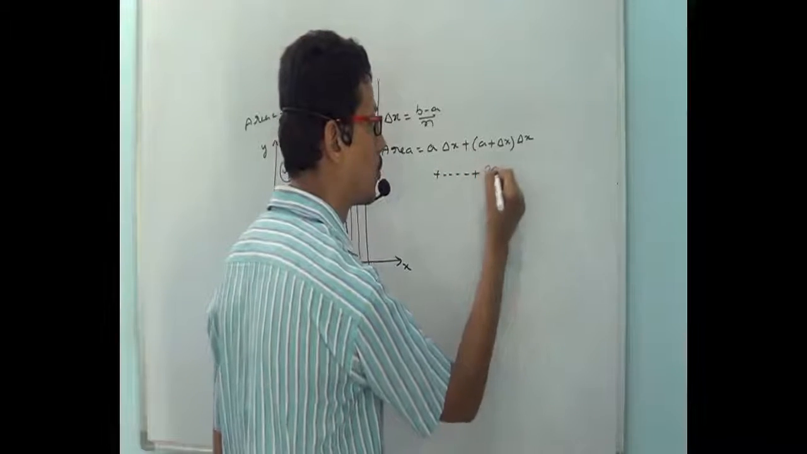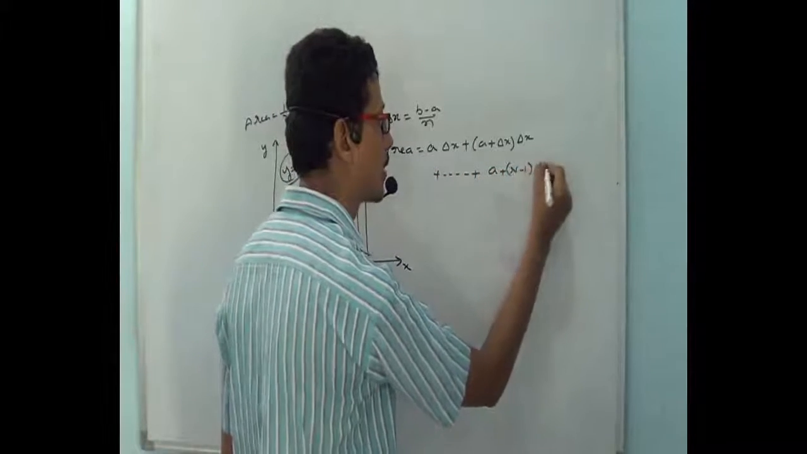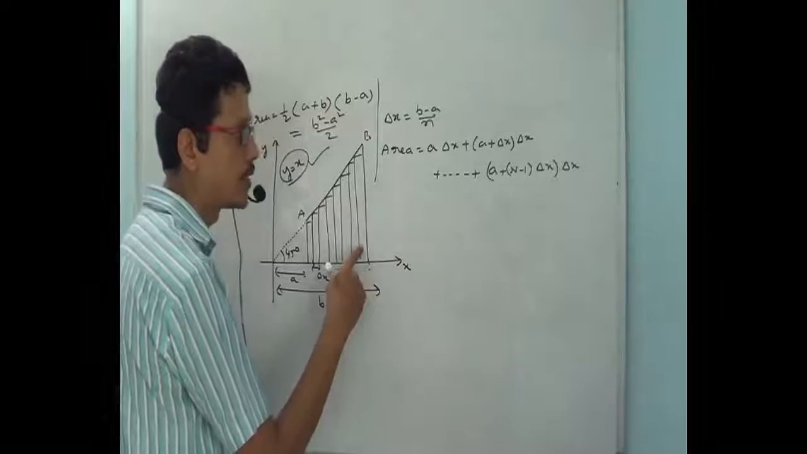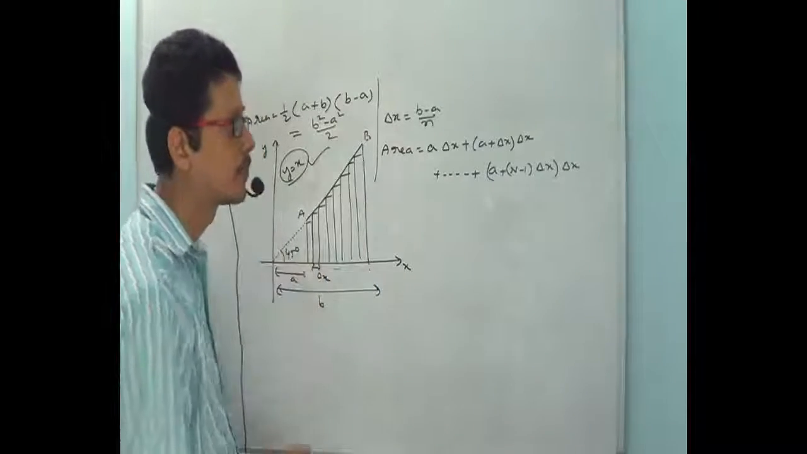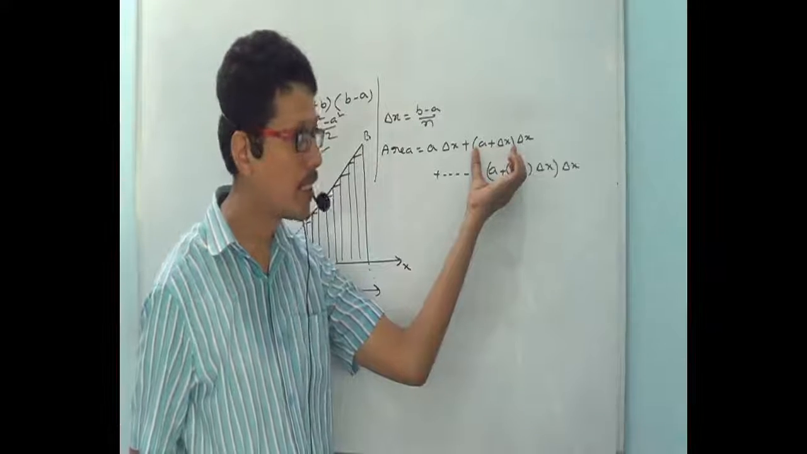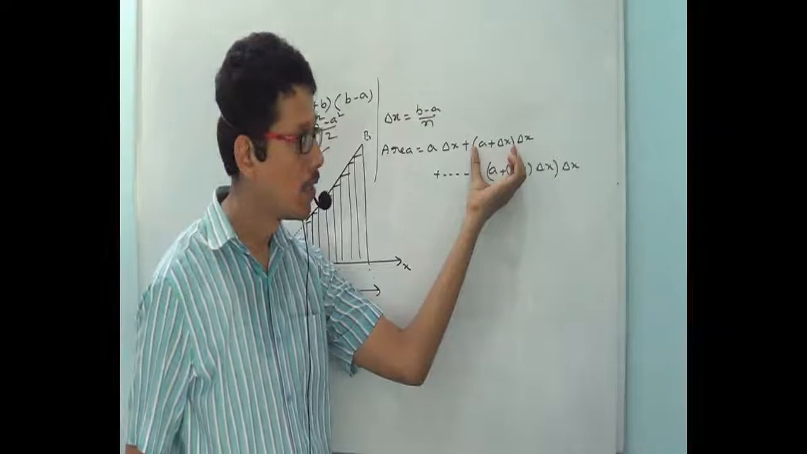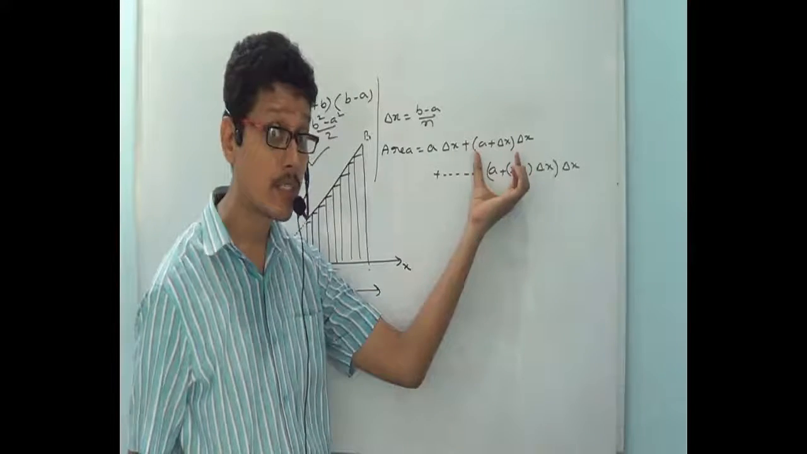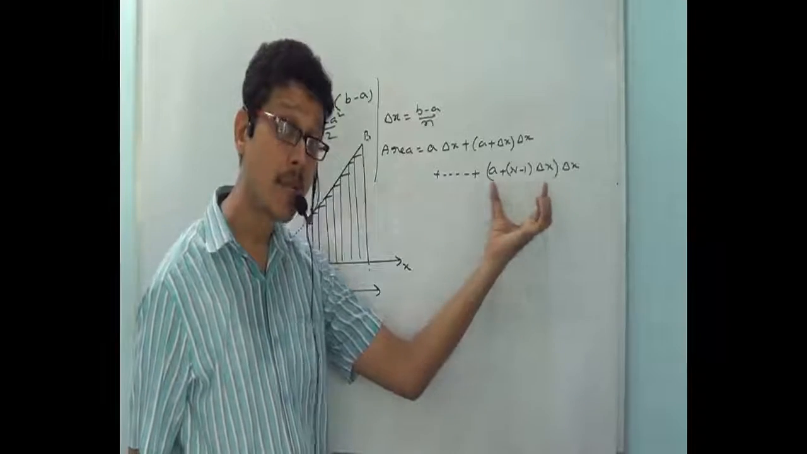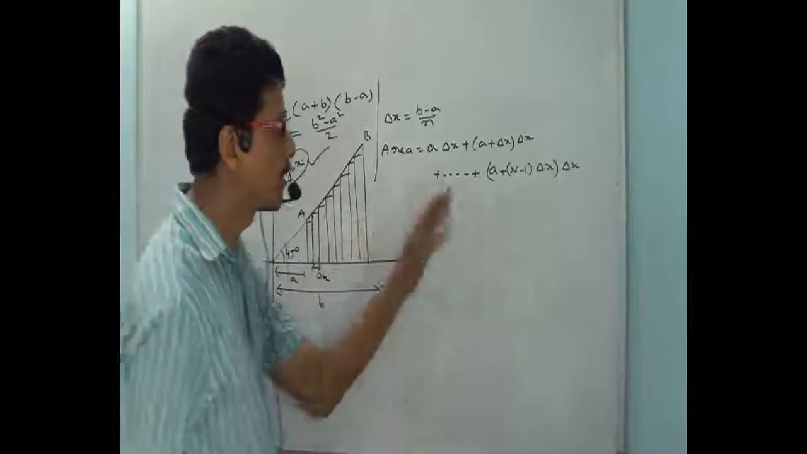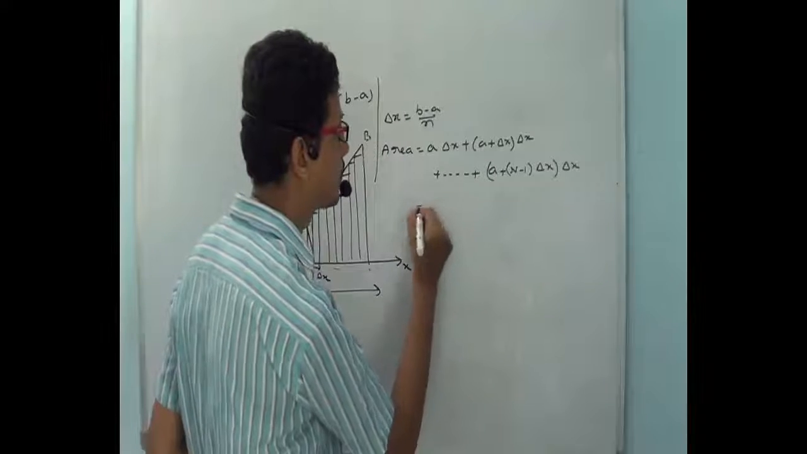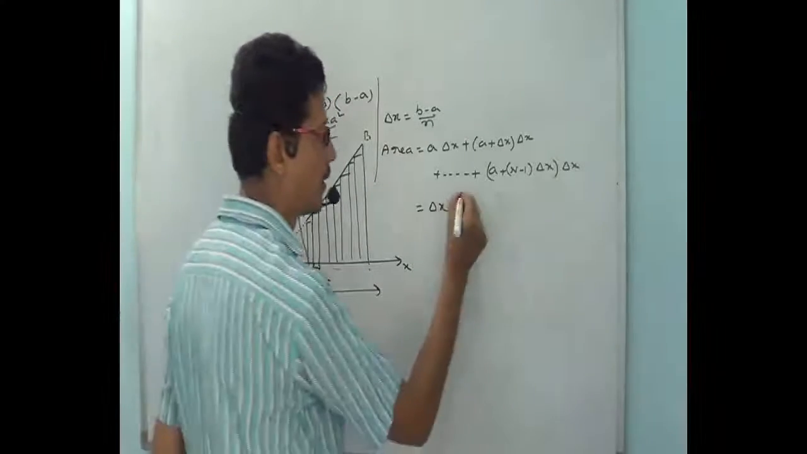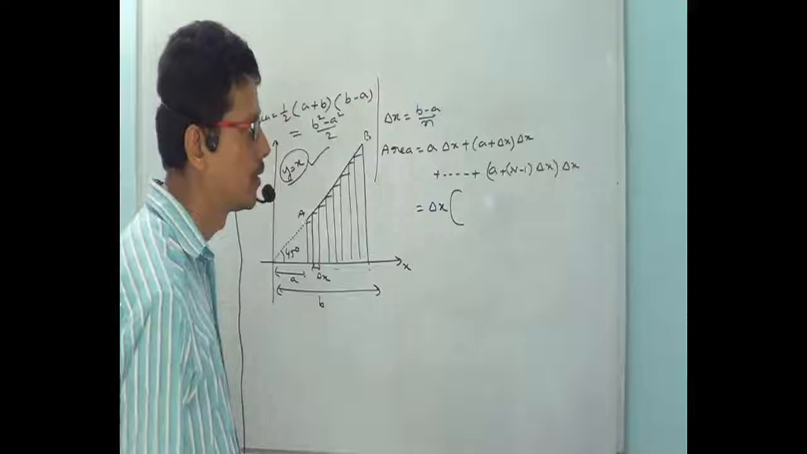Like this, I have to write up to a plus n minus 1 into delta x, into delta x. What is the height of the second one? A plus delta x. Third one, a plus 2 delta x. Nth one, a plus n minus 1 into delta x. So this is the area, and this delta x I will take outside, and this I will add.